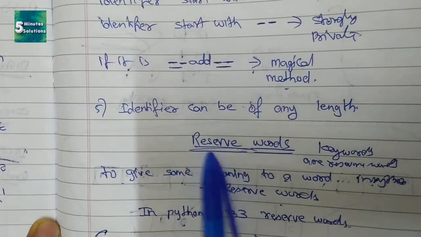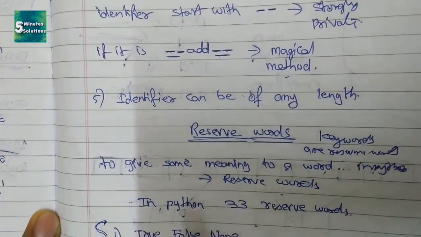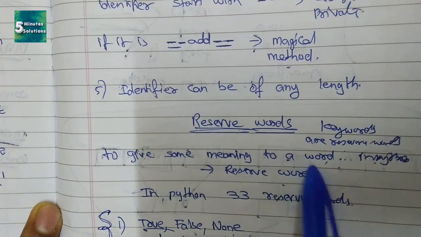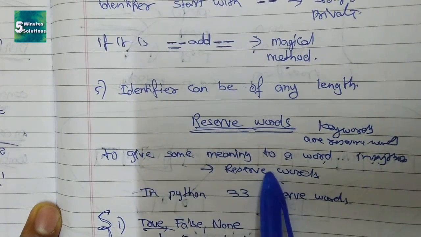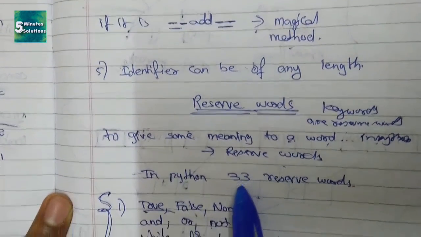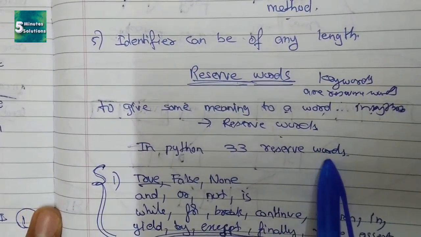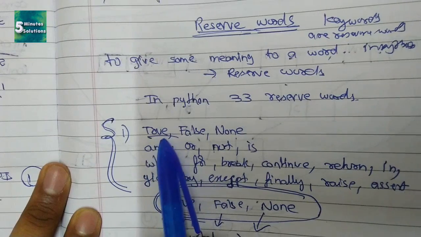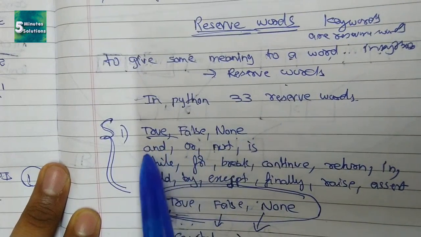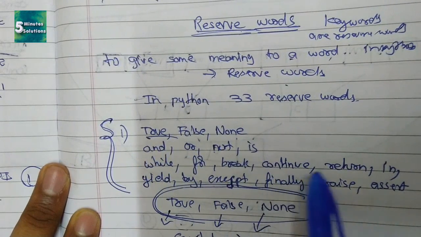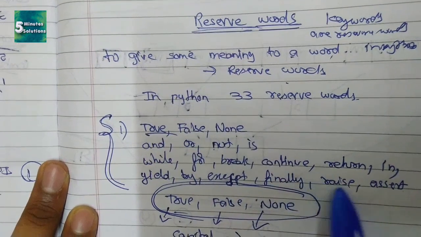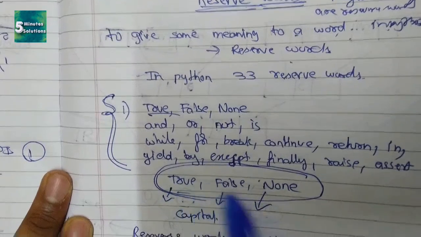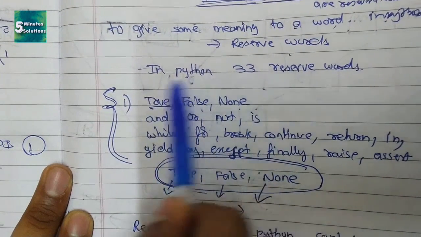Okay. Now reserved words. What do reserved words mean? If you want to give some special meaning to a word, then we use reserved words. There are 33 reserved words in Python. These are some of the reserved words in Python: True, False, None, or, and, break, continue, return, except, finally, raise, etc. There are 33.